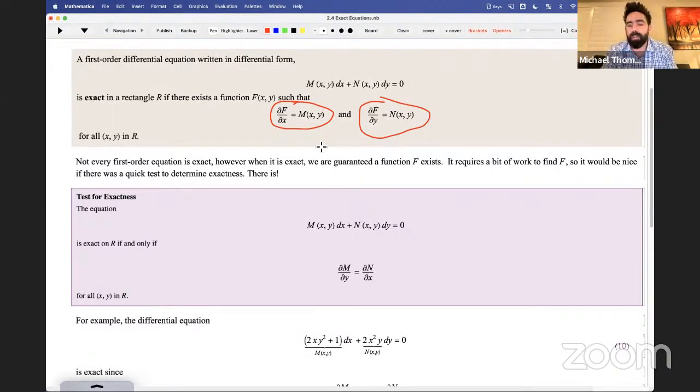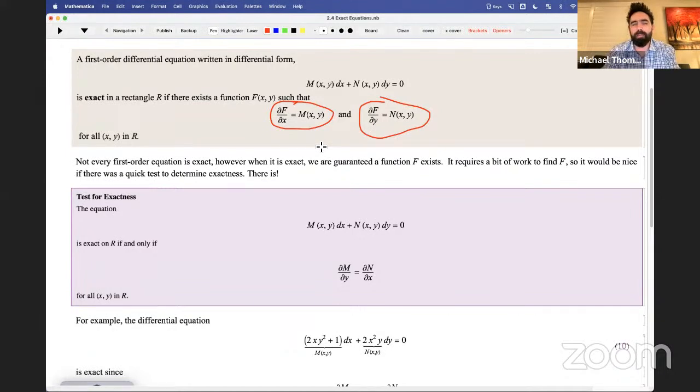These are the only ones that we'll be able to solve using this method. The kind of crappy thing about this is it doesn't tell us what f is. And that's the hard part, right? So that's not really going to help for a test. But maybe there is some other test we could use that would be quick and we wouldn't have to waste our time trying to find f.